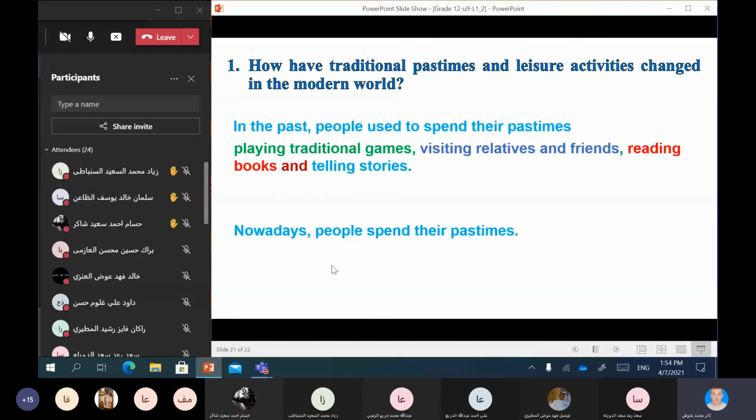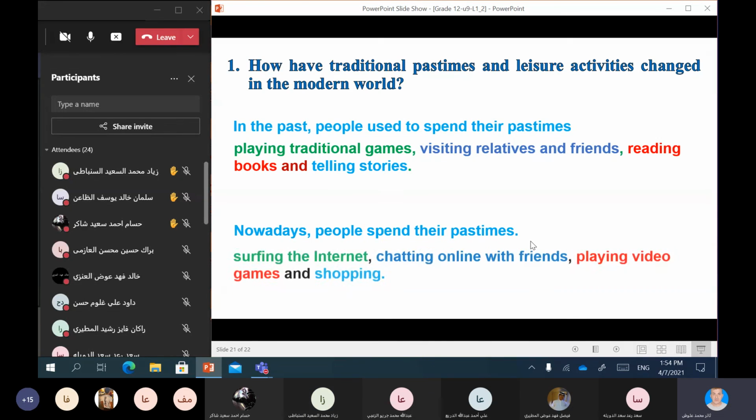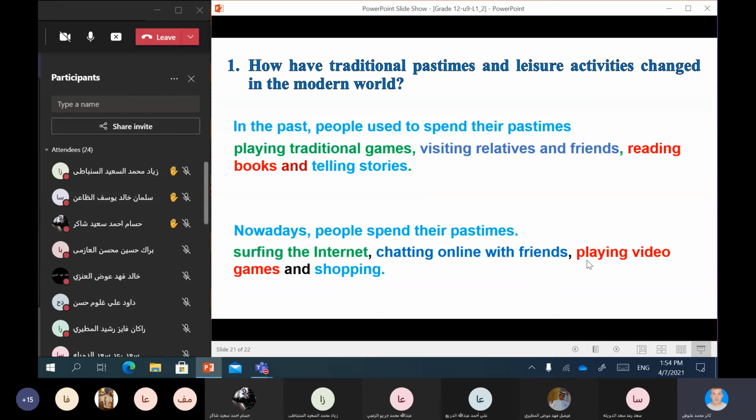Let's move on. Nowadays, how do people spend their pastimes? By reading online. Watching TV and playing online games and so on. Surfing the internet, chatting online with friends, playing video games, and maybe shopping. It's a trend nowadays.